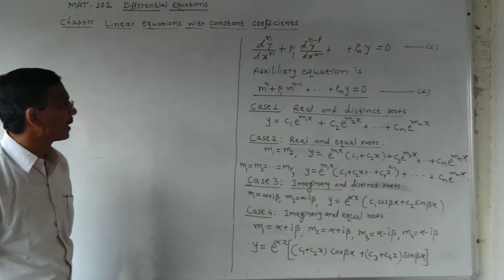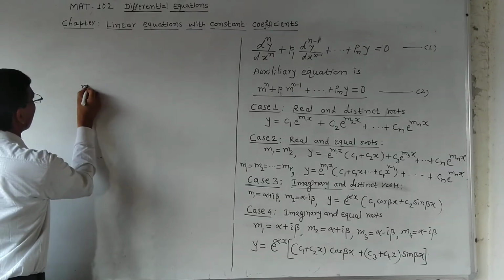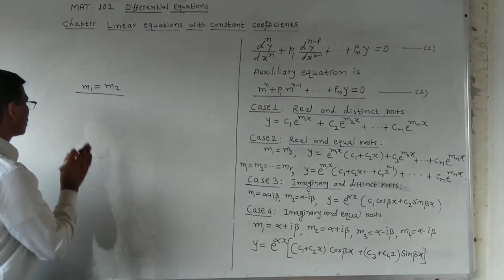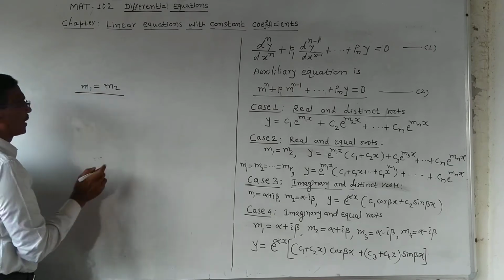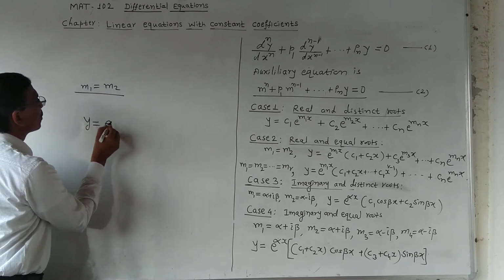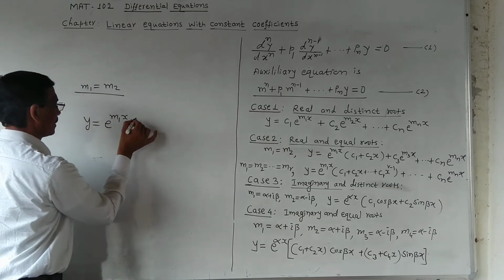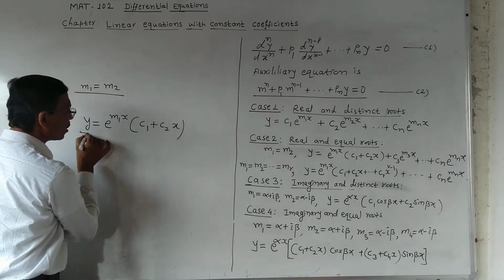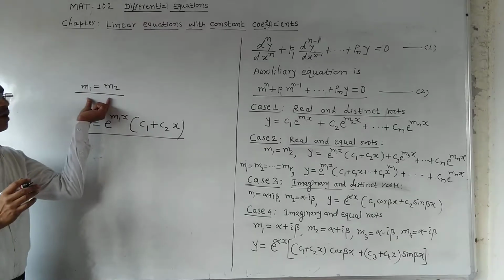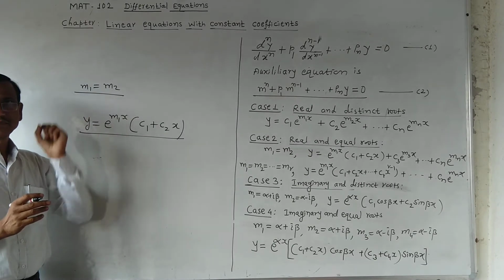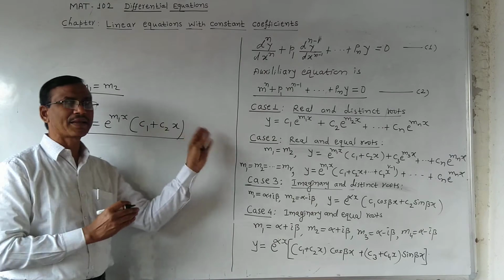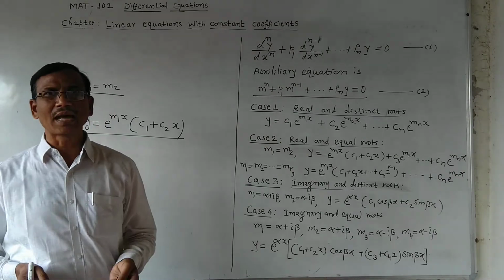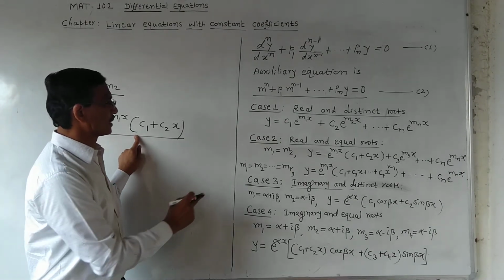The roots are real and equal. At first we shall consider that m1 is equal to m2, and then the corresponding solution for these two roots is given by y is equal to e raised to m1x in bracket c1 plus c2x. This is a solution corresponding to these two equal roots m1 and m2, and the remaining solutions are given in a similar manner as in the case of distinct roots, because the remaining roots are distinct.